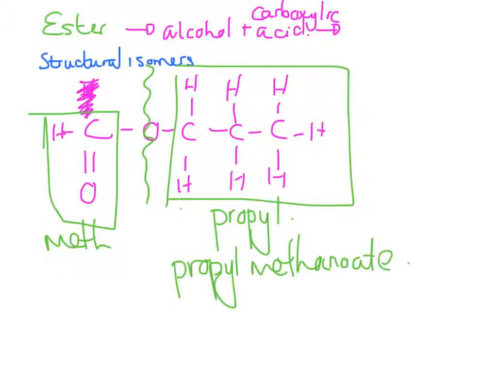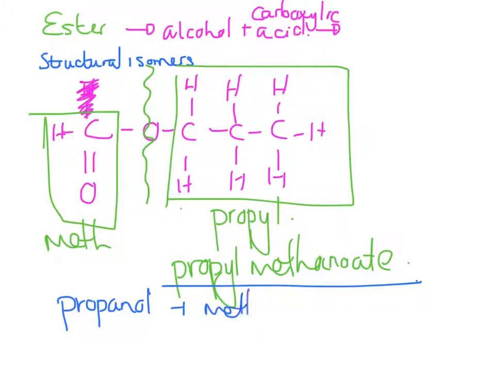The propyl group is the part that does not have a double bond oxygen on it. So that has always resulted from an alcohol. What made this? It started off with propanol, because remember the alcohol always comes first. I haven't drawn it like that, but once we've named it, then we've got propanol and methanoic acid.